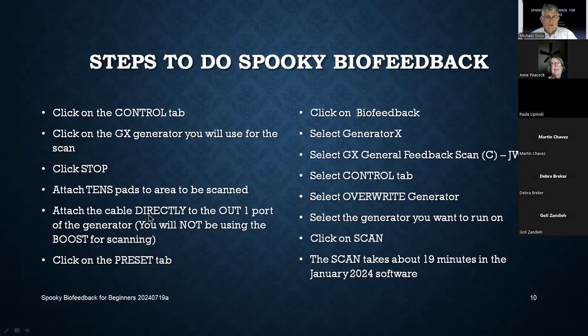I'm going to attach the cable directly to the out one port. You're not going to use a boost for this. You shouldn't. So you go to the out one port on the generator. I'm going to click on the preset tab. I'm going to click on biofeedback. I'm going to select generator X. Then I'm going to select generator X general feedback scan. Then I'm going to the control tab and overwrite the generator. And then I'm going to select the generator to run on again and hit scan. And it's going to take about 19 minutes in the January 2024 software. And that's also true of the June software as well. It's still about 19 minutes.